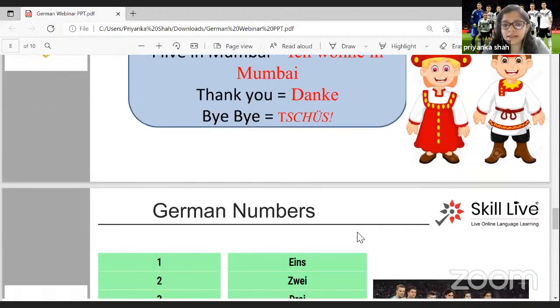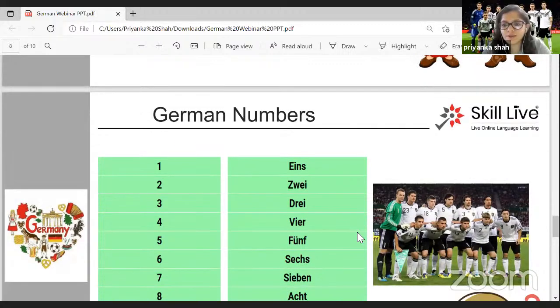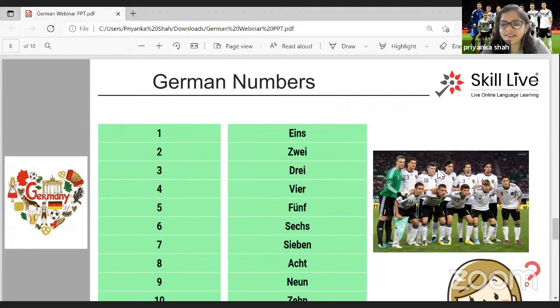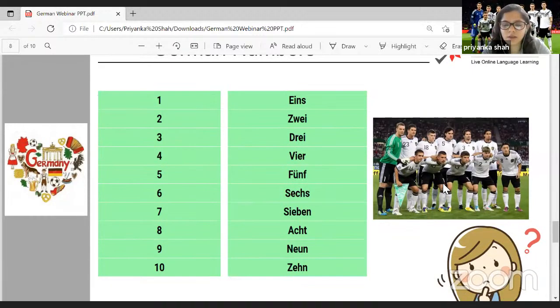Now, a very exciting topic is German numbers. So this is also my background, right? Yes. That is a German football team. So how many players are there? We will count in German. So let us do the numbers.